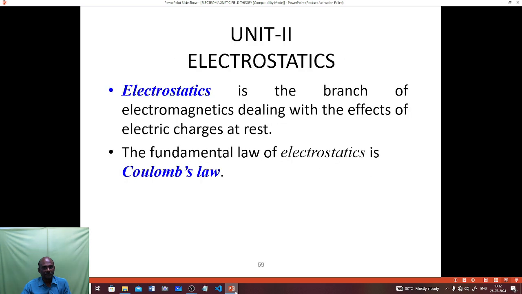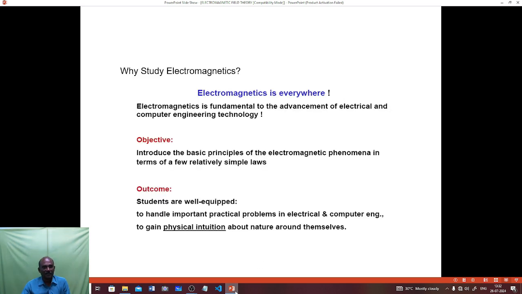Second unit, electrostatics. Electrostatics is a branch of electromagnetics dealing with the effects of electric charges at rest. So only we have the charges at rest. The fundamental law of electrostatics is Coulomb's law.